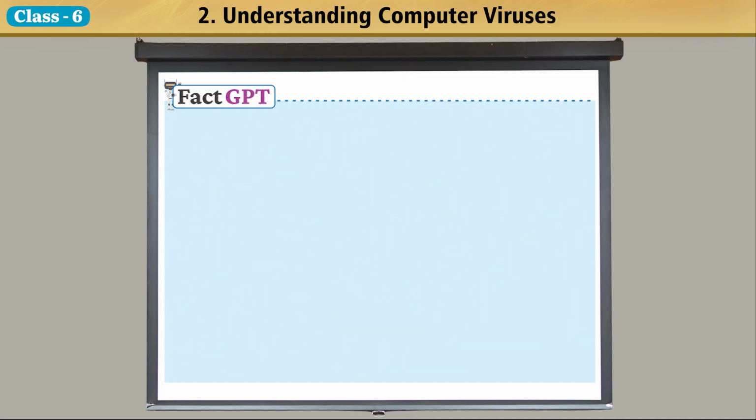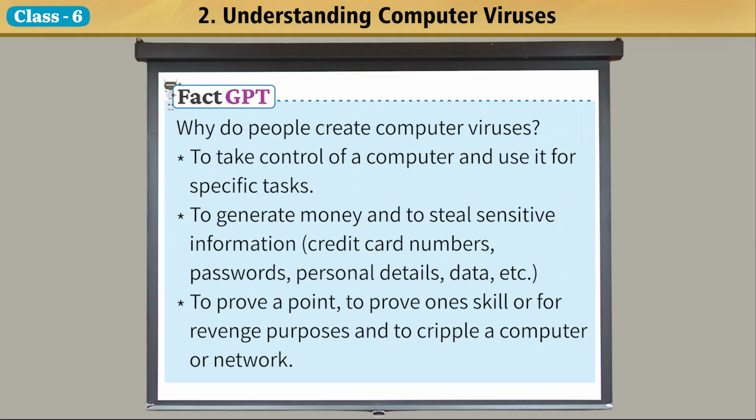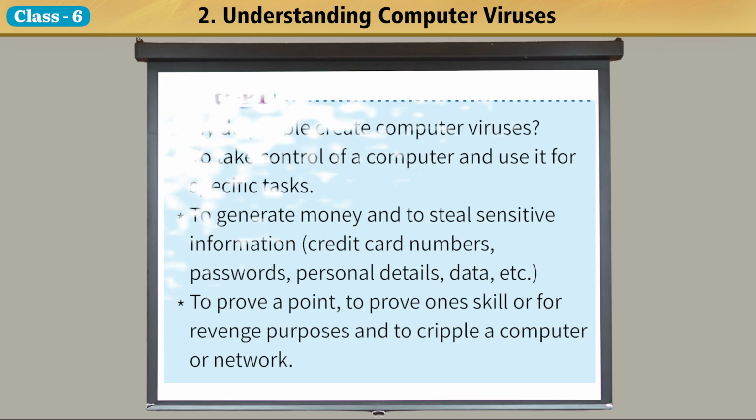Fact GPT. Why do people create computer viruses? To take control of a computer and use it for specific tasks. To generate money and to steal sensitive information, credit card numbers, passwords, personal details, data, etc. To prove a point, to prove one's skill or for revenge purposes and to cripple a computer or network.